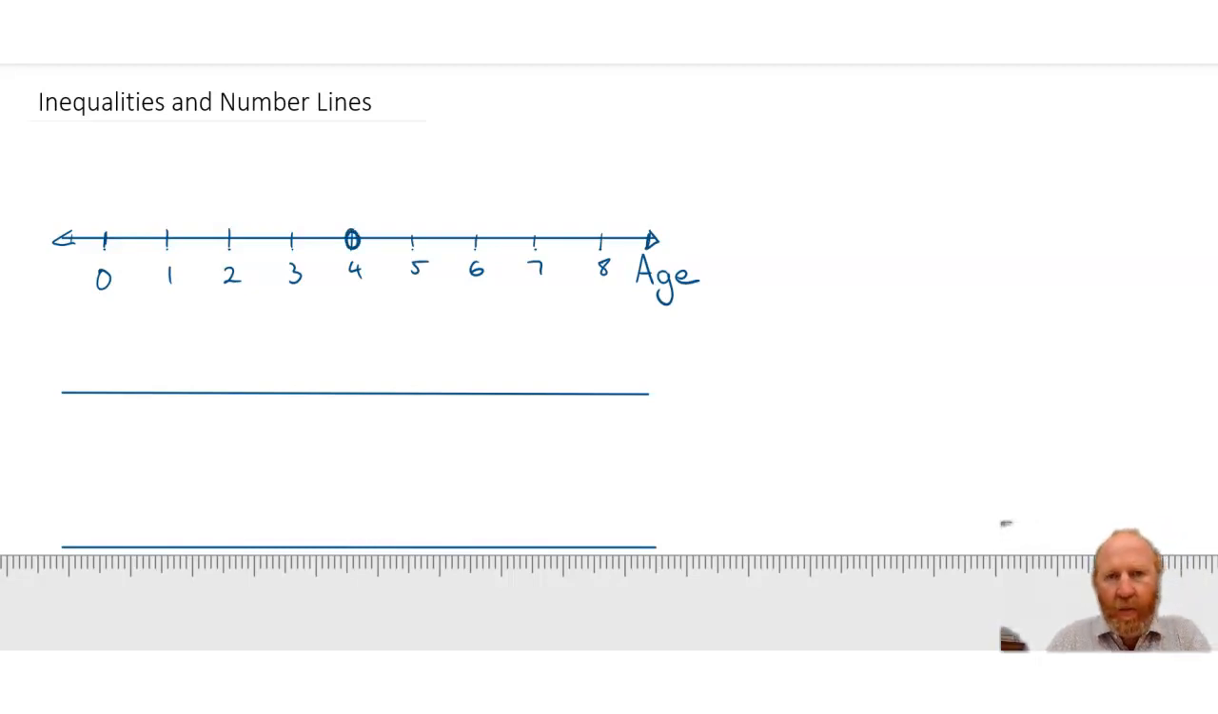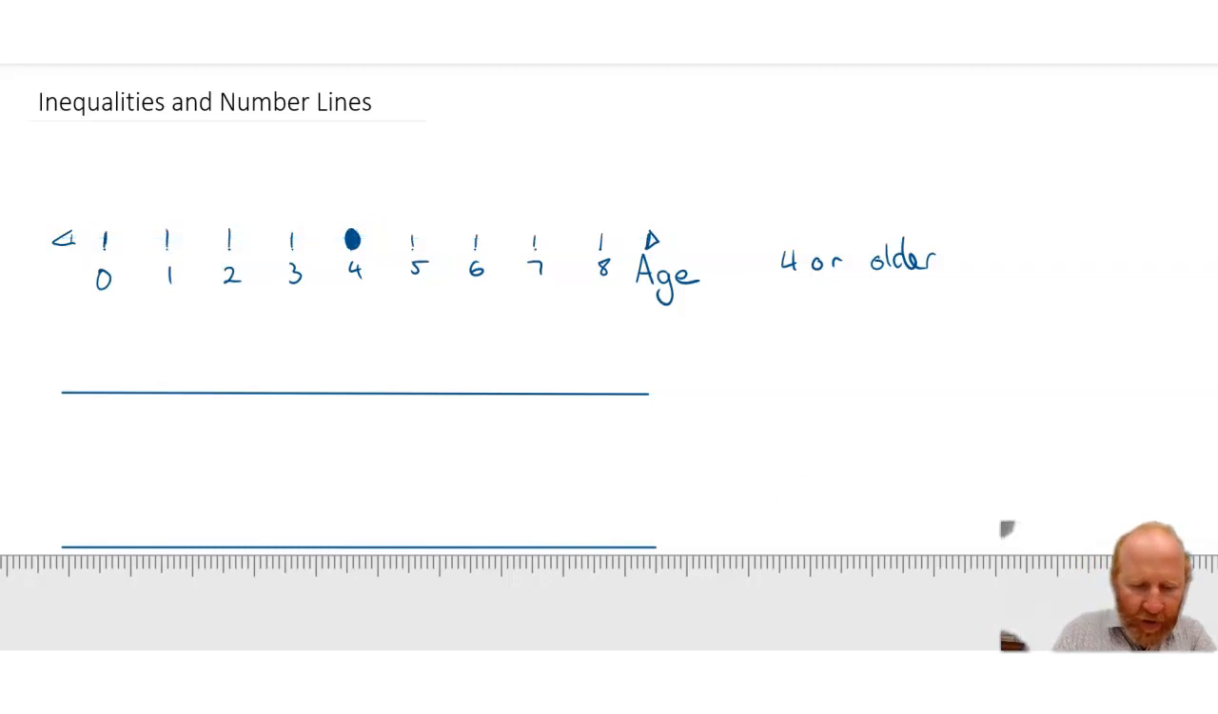Now it all depends upon the wording here. If the question says 4 or older, then we would colour in that spot there to show that the number 4 is included. We're doing 4 or older. And then the rest of our number line is shown as everything older than 4.